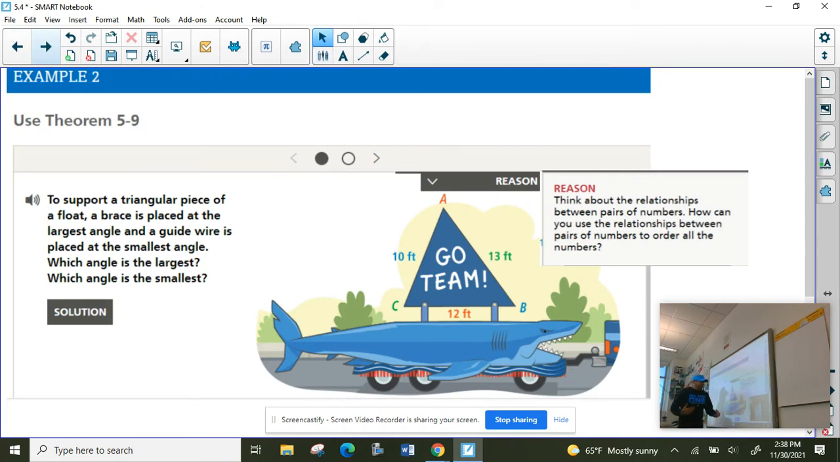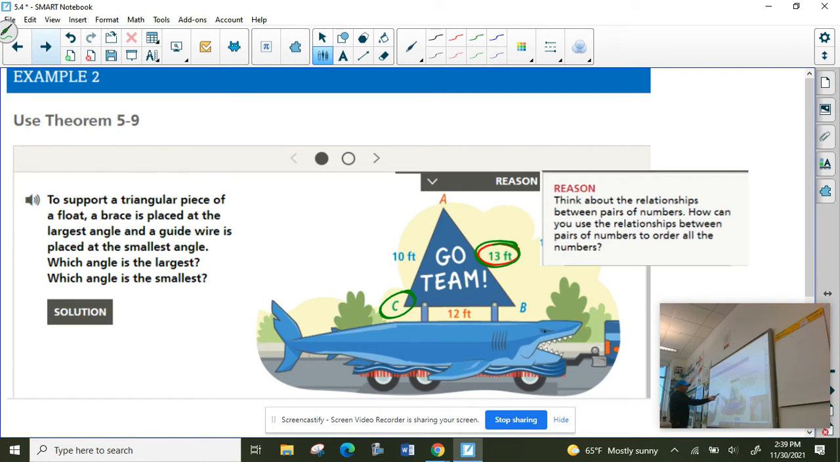It's a funny little problem here. They built this sign for a float, and it says they have a triangular piece on the float. A brace is placed at the largest angle. Which one would be the largest angle? Well, I've got 10, 13, and 12. You might as well use green because that's what they did. So green is 13. Where would I put the brace if it's at the largest angle? It'd be on angle C.